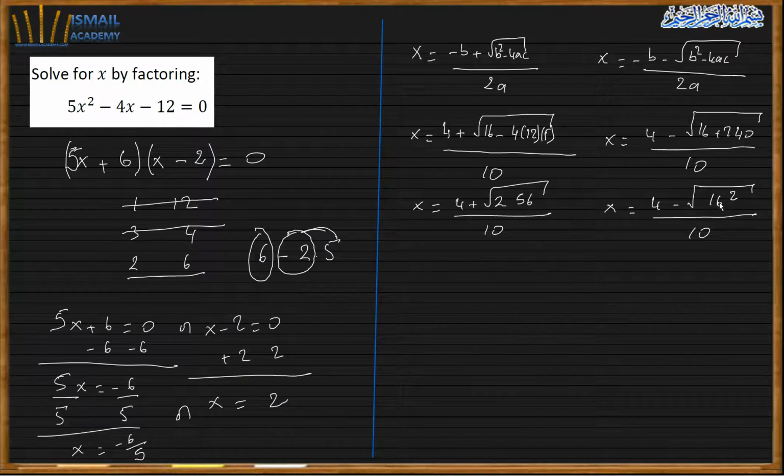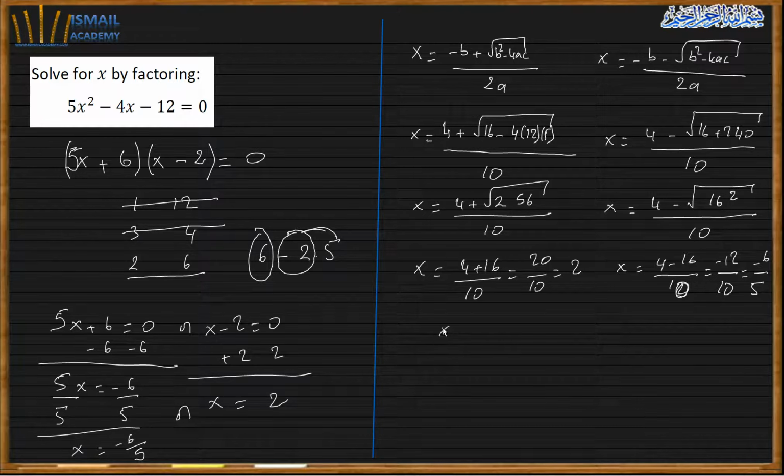So here 16 is going to be 16, so it's going to be x equals 4 plus 16 over 10, so it's going to be 20 over 10, which is 2. And here I will have x equals 4 minus 16, which is minus 12, over, oh sorry, 10 over 10, so it's going to be minus 6 over 5. Now I have x equals 2 or x equals minus 6 over 5.